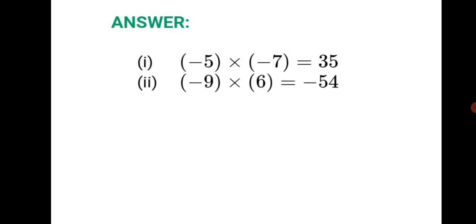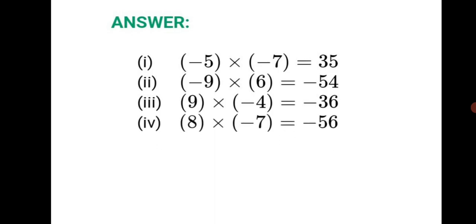Second sum, minus 9 into 6. First multiply. 9 6s are 54. And since the signs are different, minus into plus we have, so answer will be minus 54. Third sum, 9 into minus 4. 9 fours are 36. Plus into minus is minus. So answer is minus 36.